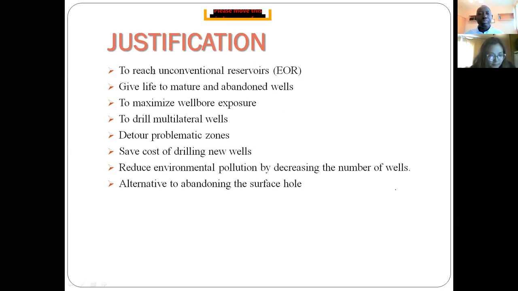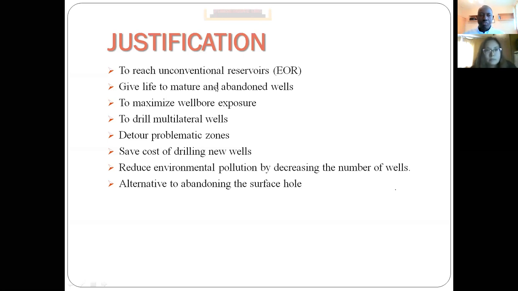Then we may have some difficult pockets that, at the point of initial exploitation, are not economically feasible to produce from this formation, right? But with time, we know that the technology is developing. We're having more sophisticated technology now for drilling, exploration, and some other operations in the field. So with this new technology, we can now produce from these unconventional reservoirs.